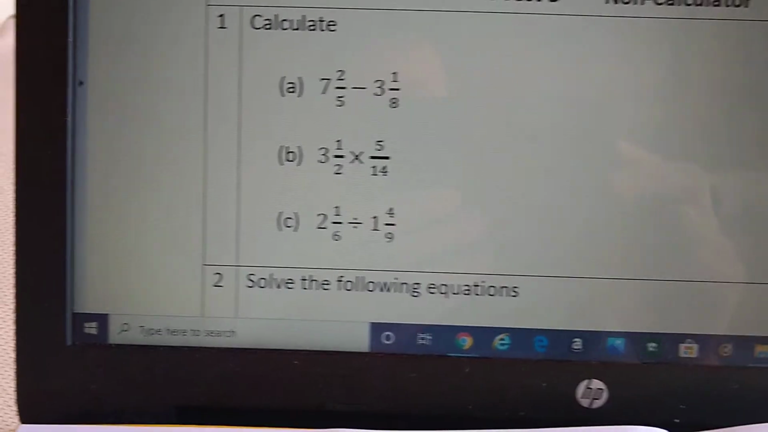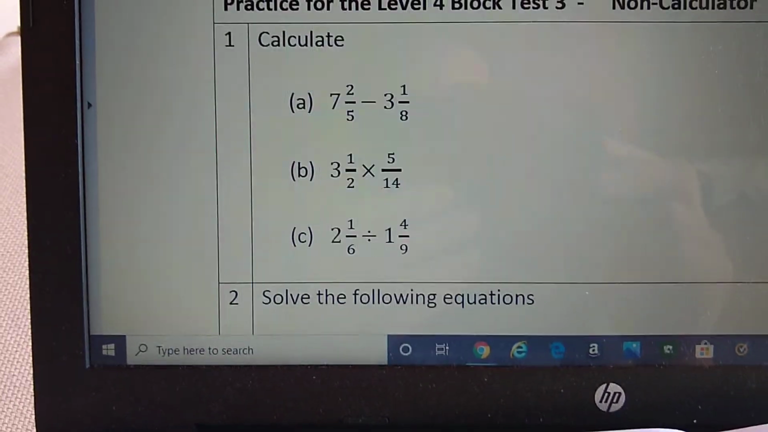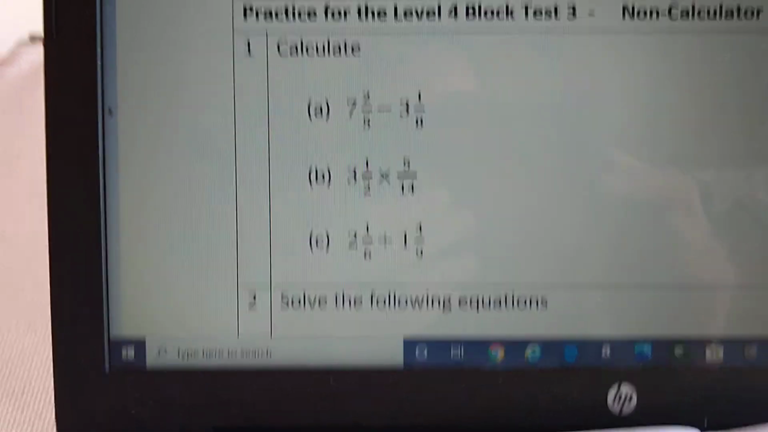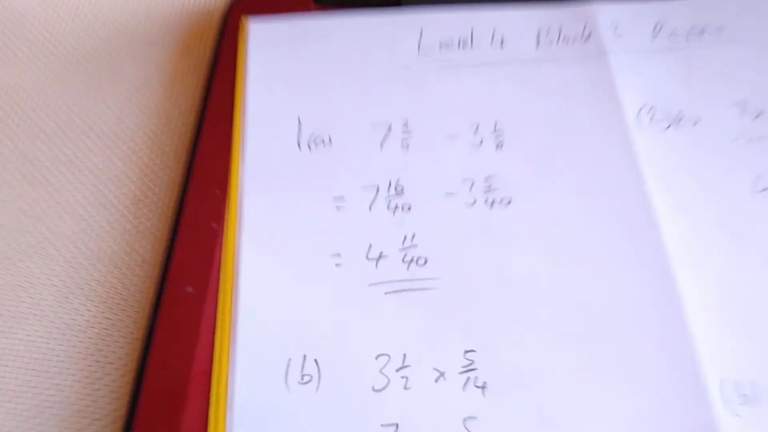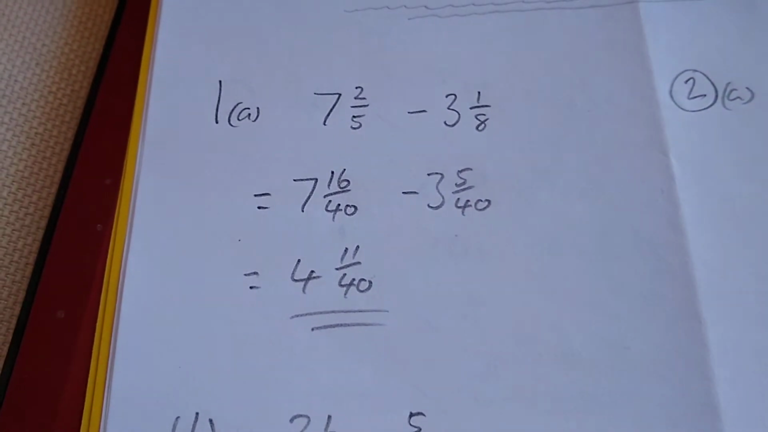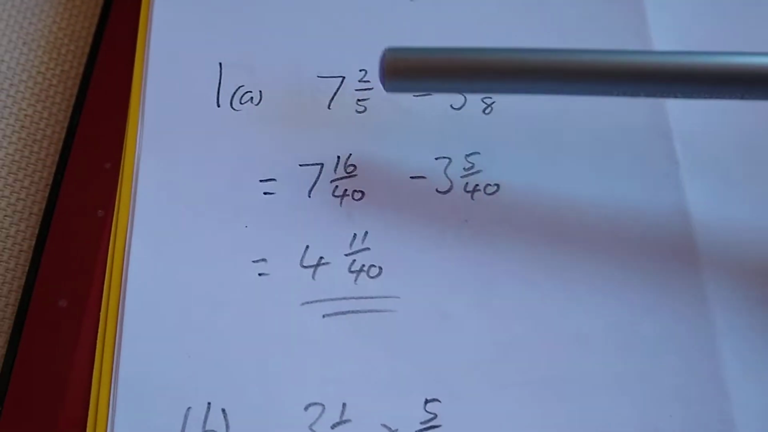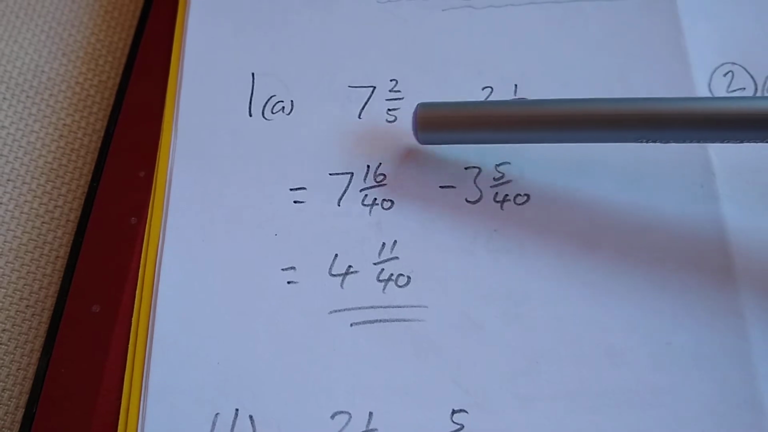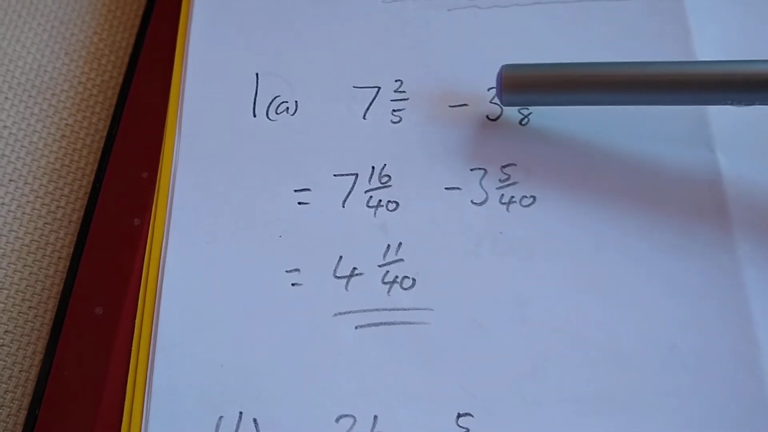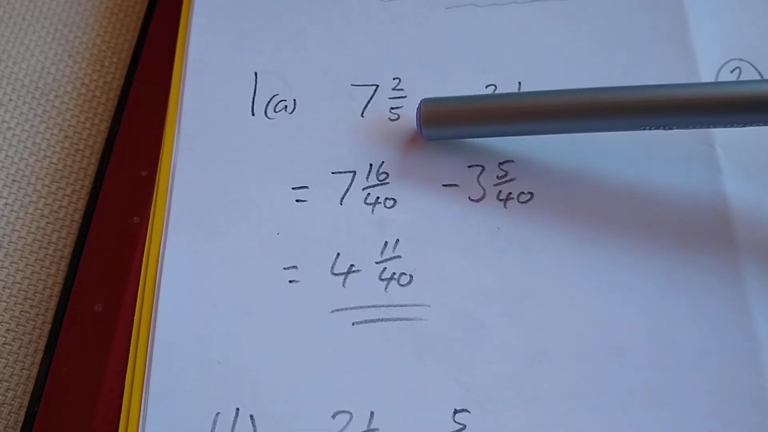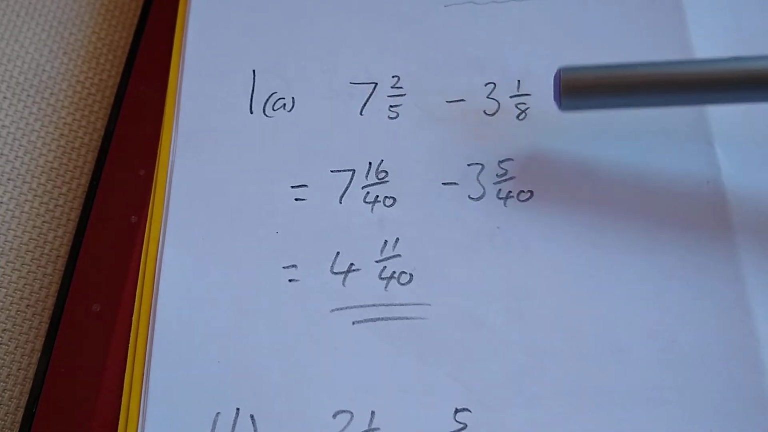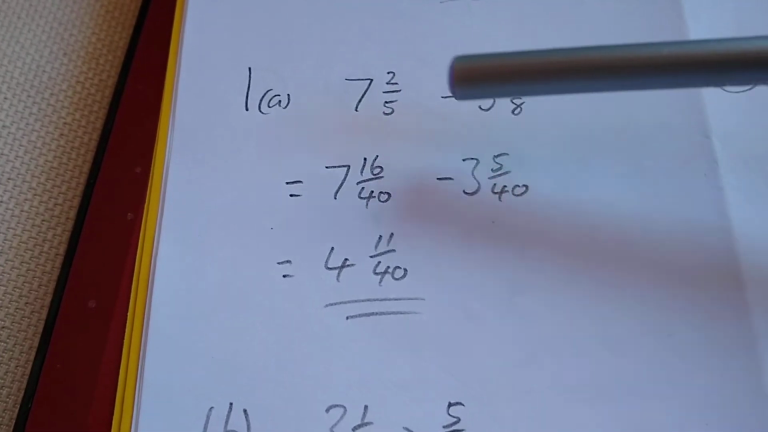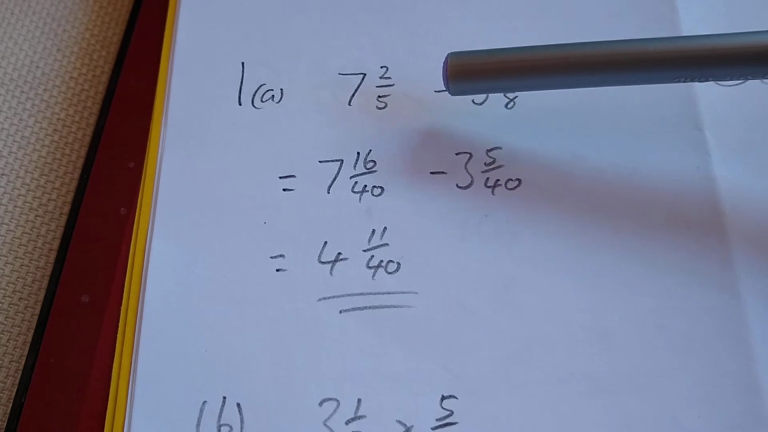Okay, so let's have a look at number 1, the fraction questions. So 7 2/5 subtract 3 1/8. As we know, we cannot subtract fractions until we have a common denominator. We need the same number on the bottom. So we're going to multiply top and bottom in each fraction so that we have a common denominator, the same number on the bottom of each fraction.